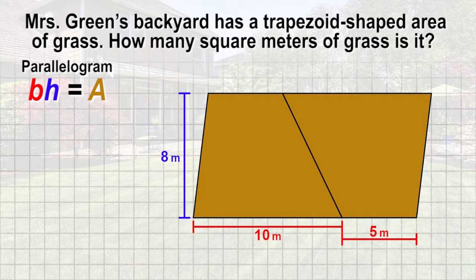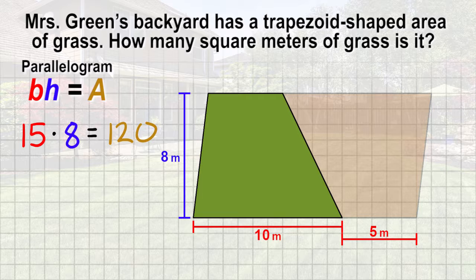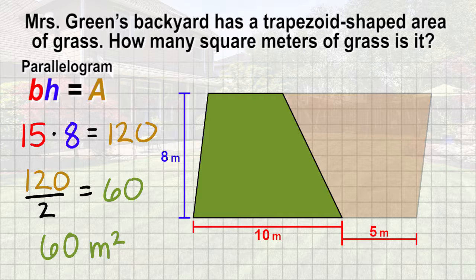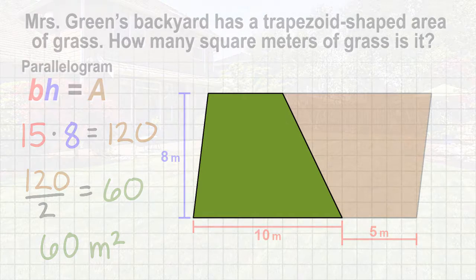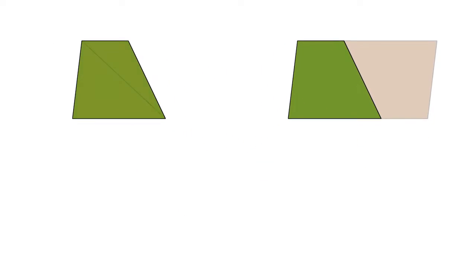Our new parallelogram has a base of 15 units and a height of 8 units. 15 multiplied by 8 equals 120 square units. Since the parallelogram was created by doubling the trapezoid, we need to divide the 120 units by 2 to find the area of one trapezoid. 120 divided by 2 equals 60. The area of the trapezoid is 60 square units. Mrs. Green's backyard grass is 60 square meters. These are just two of the possible ways to use reasoning to find the area of a trapezoid.